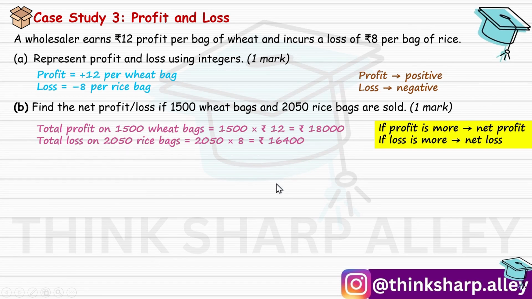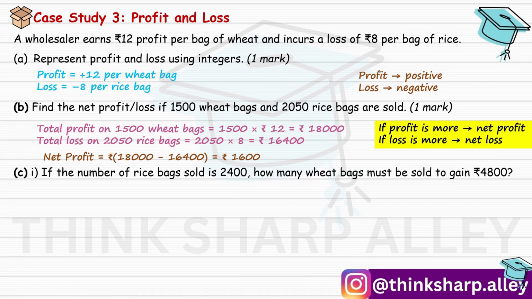Now let us compare them. Obviously, profit is more over here. So in this case, we have to find net profit. So net profit is profit minus loss, which is equal to rupees 1600.